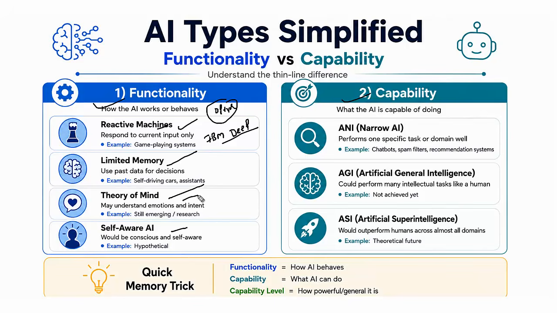There's no fully achieved real theory of mind AI today, but partially you can see emotion-aware chatbots, social robots like Pepper, and AI assistants that detect sentiments and emotional tone. These systems may detect emotion patterns, but they do not truly understand emotion like a human. So theory of mind is still developing, not real today.